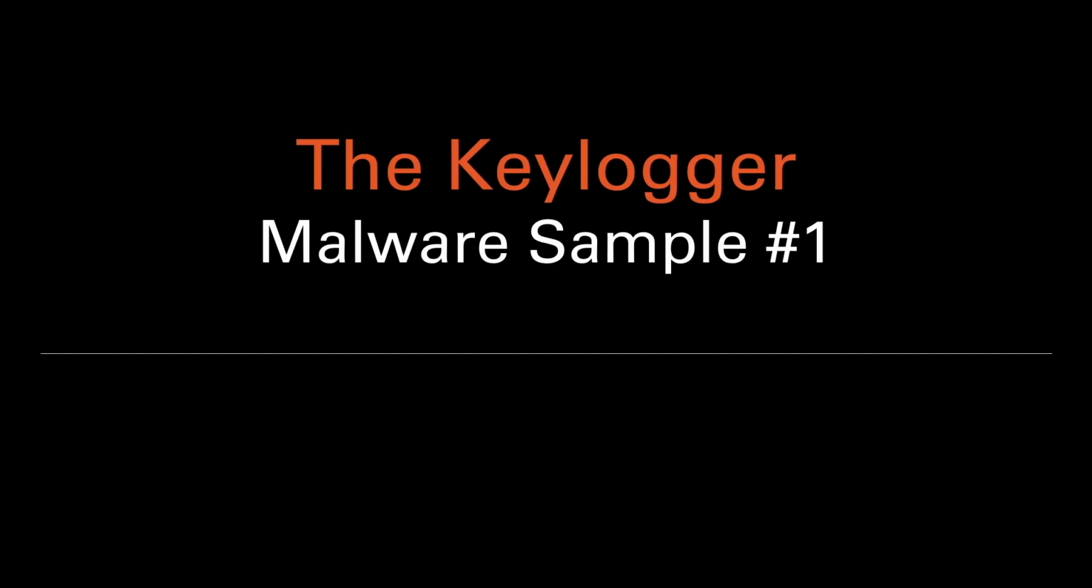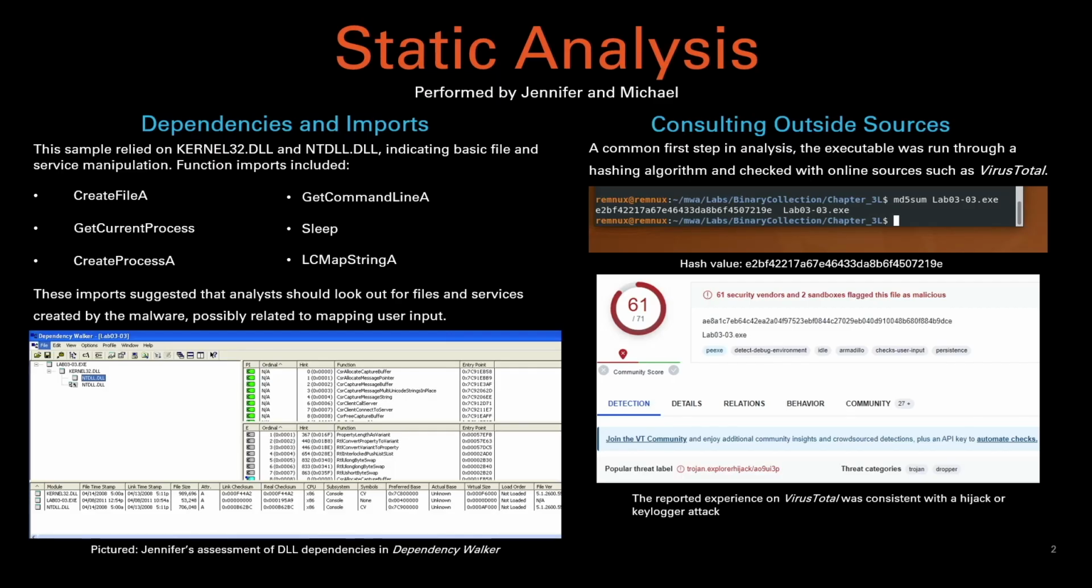The keylogger, malware sample number 1. In the static analysis of the keylogger, one of the first tasks for Michael and Jennifer was to take a hash of the malware and check to see if anyone had encountered it before using the popular website VirusTotal. This yielded a threat label of Explorer Hijack /A09 UI3P.